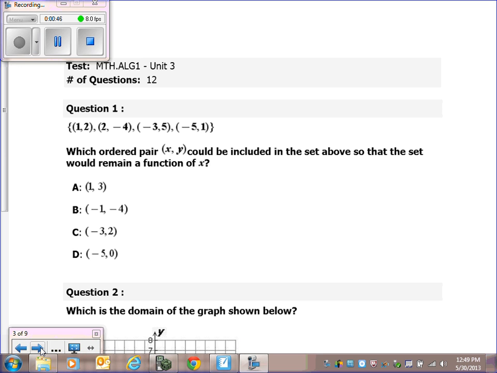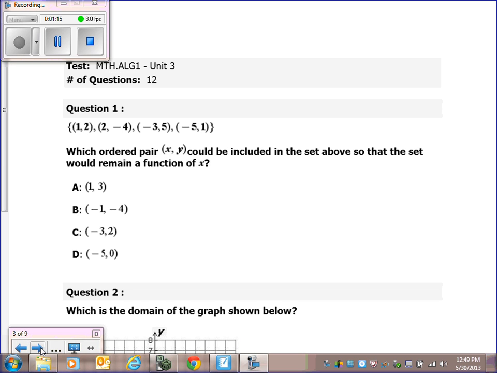Now, for this, we have to remember what a function is. When we are trying to determine if something is a function, or in this case, we want this ordered pair to remain a function, we are only concerned with the x coordinates. And to be a function, every x coordinate has to be different. Or another way of looking at it is, in order to be a function, don't repeat the x.